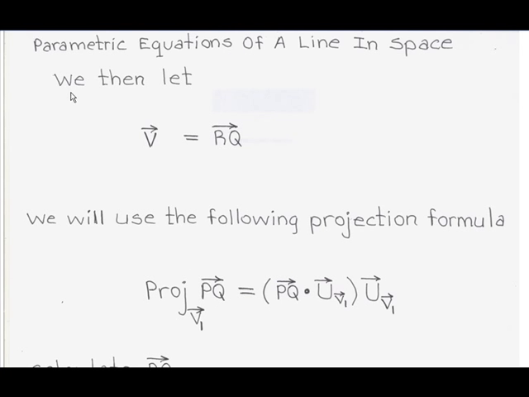Now we will let vector V, the vector that we need to have parallel to RQ. In this case, since we can move vectors anywhere we want them to, we'll let vector V equal vector RQ. And we can do that in math because vectors can be moved anywhere we want them to, because their direction will be maintained. So we're going to let vector V be equal to vector RQ.